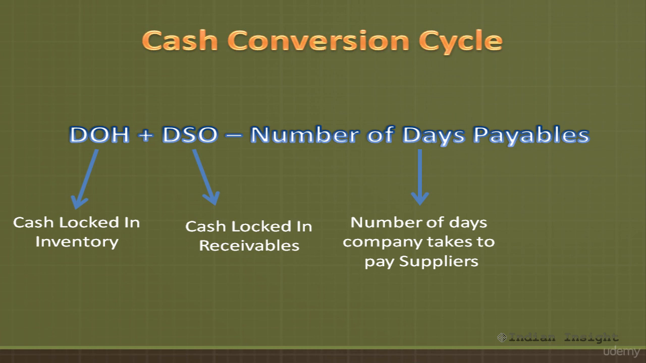Days sales outstanding represents days it takes to convert receivables to cash. So for these many days, cash is locked in receivables. The last term is number of days of payables, which is the number of days company takes or avoids to pay the cash to its suppliers. This actually completes the complete life cycle of cash in the company. This metric indicates the amount of time that elapses from the point when a company invests in working capital until the point the company collects cash from its customer.